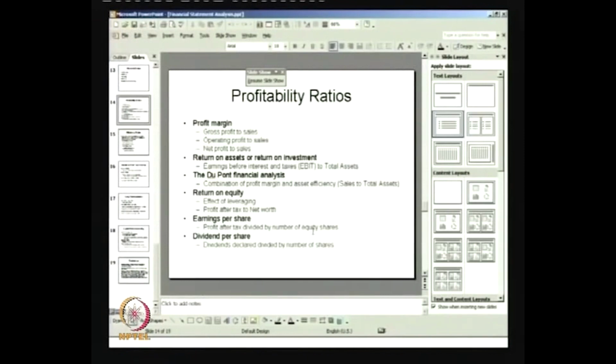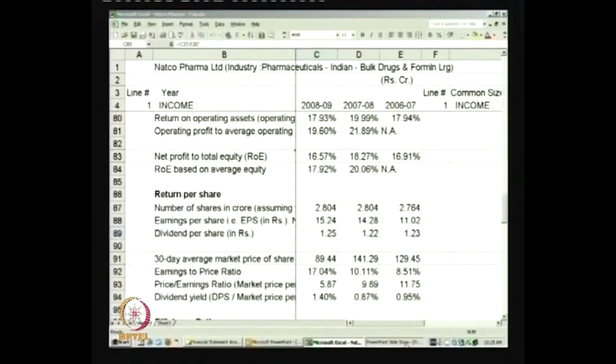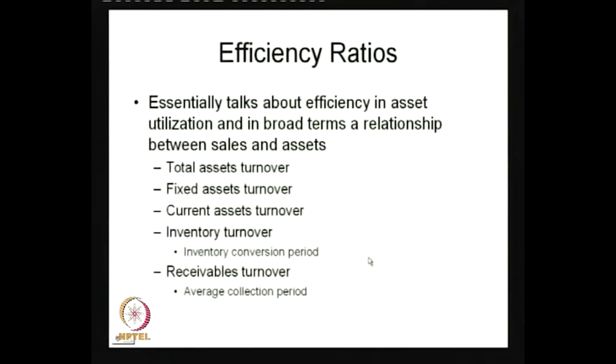Then we move on to the next category of ratio, that is the efficiency ratio of the company. So, when you say efficiency ratio of the company, we talk about the efficiency in asset utilization, we talk about efficiency in terms of the relationship between the sales and the assets, and in this we have different classifications, that is, we have total assets turnover, fixed assets turnover, current assets turnover, and these ratios are otherwise known as turnover ratios.